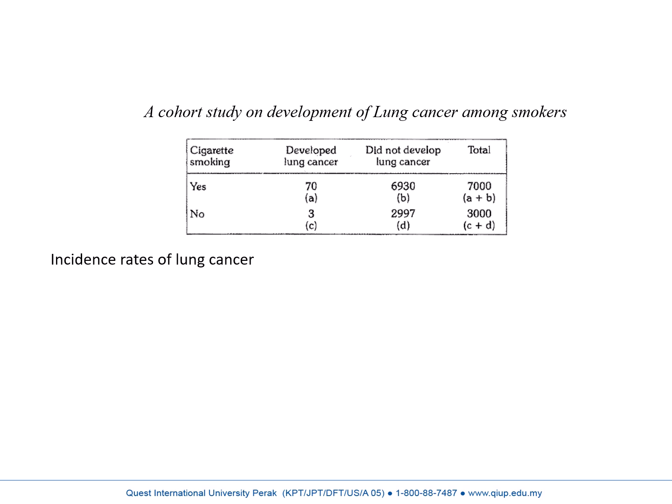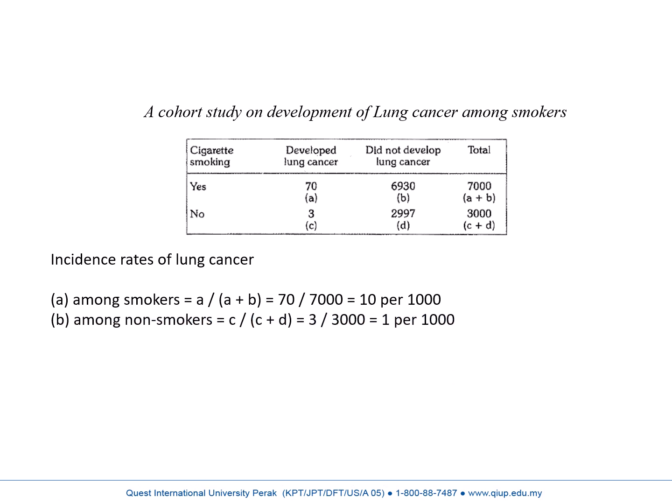Incidence rate of lung cancer among smokers is A divided by A plus B. A is the number of people who develop lung cancer among smokers. A plus B is the total number of smokers. So 70 divided by 7,000, that is 10 per thousand.